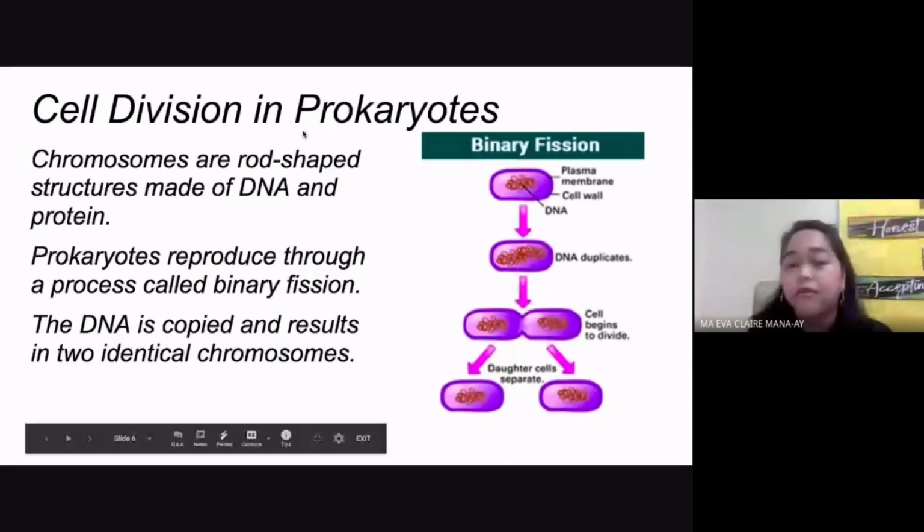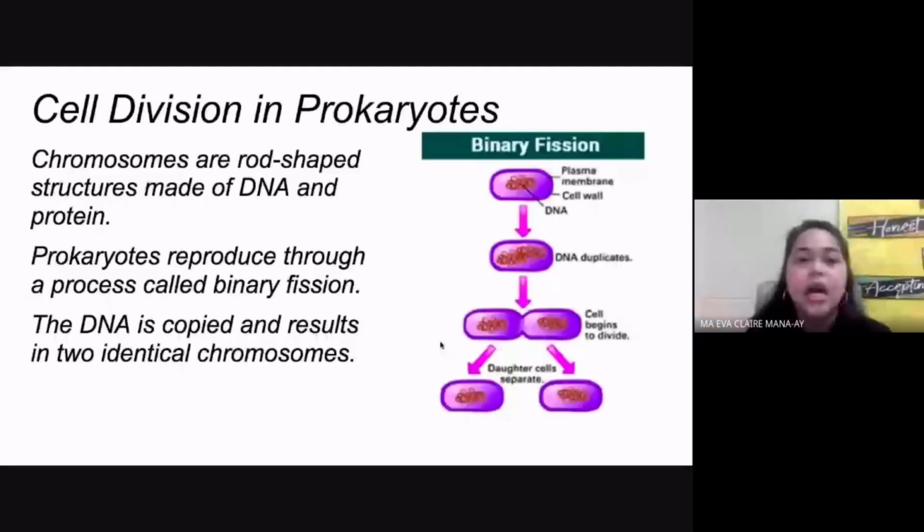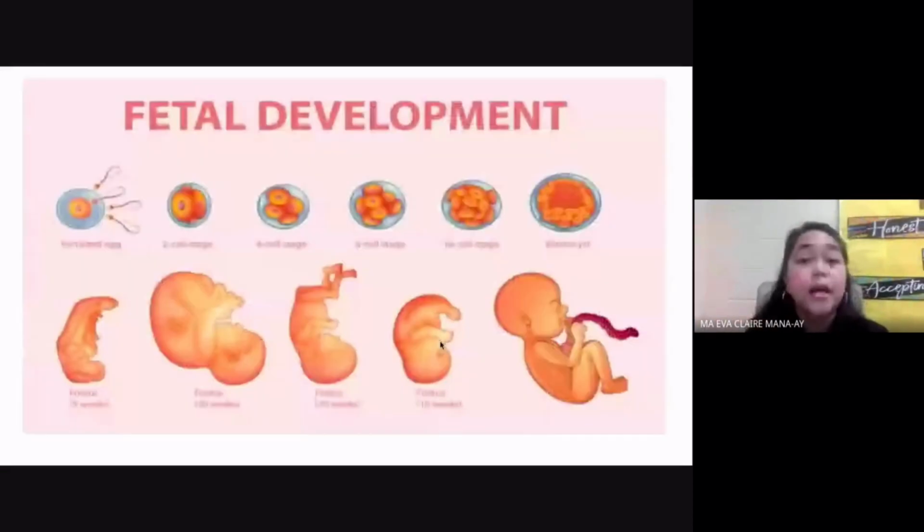But of course, we know that in eukaryotes like us, it is going to be a more complicated process, okay? In our case as humans, of course, fetal development is very complicated. It goes through several processes. We all start with a zygote. Okay, when you say zygote, this is a fertilized egg.